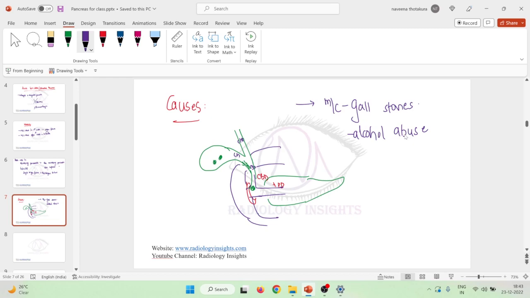One more important association is that if cholecystectomy, the surgery of removal of the gallbladder, is done along with removal of common bile duct stones, this will prevent the recurrence of acute pancreatitis. This was found out not incidentally, but on prospective studies: cholecystectomy along with removal of CBD stones will prevent the recurrence of acute pancreatitis.